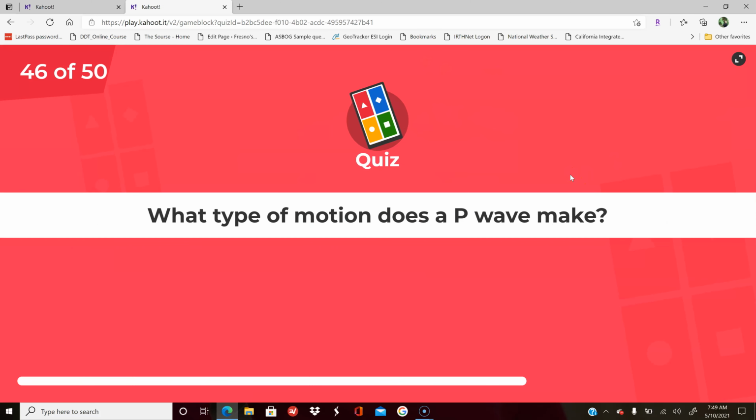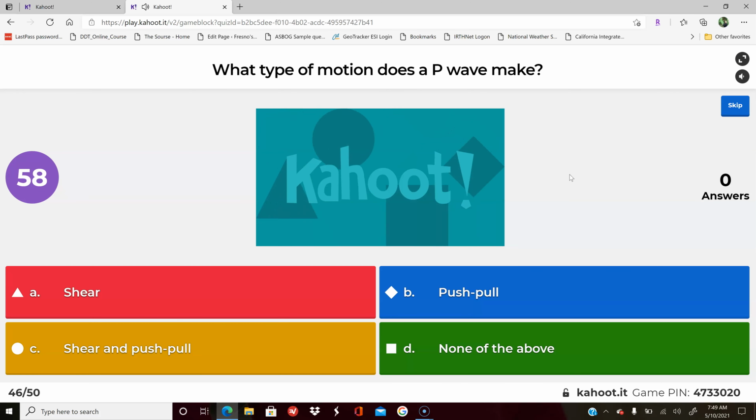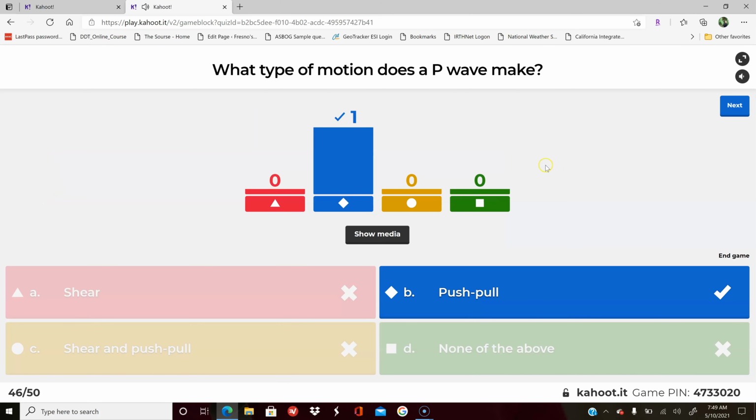What type of motion does a P wave make? Shear, push-pull, shear and push-pull, or none of the above? That will be the push-pull. Remember, P wave, push-pull, S wave, shear.